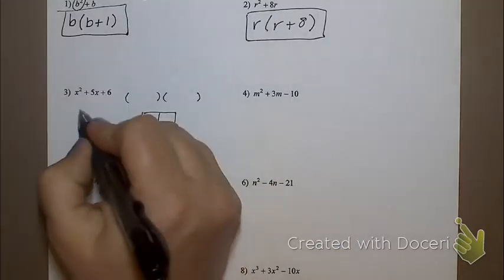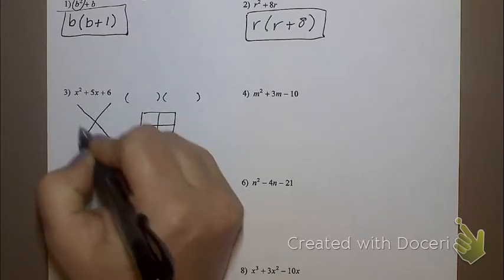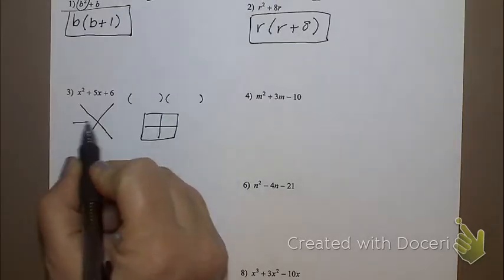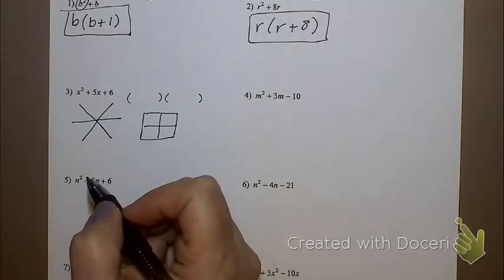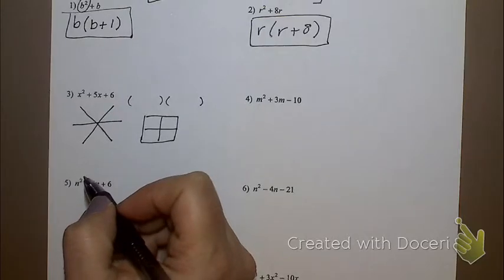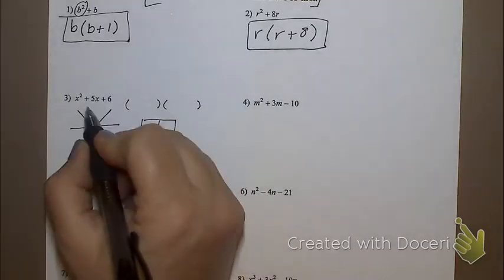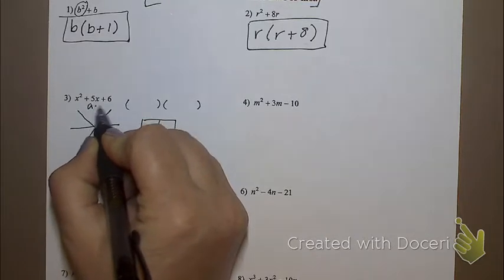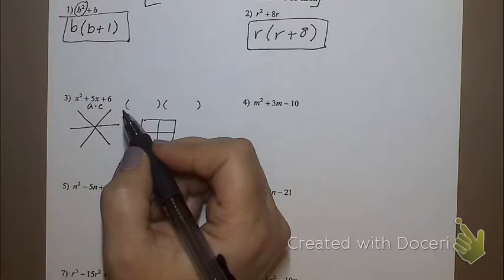I call it the snowflake. Some other teachers call it the super X, but it's basically an X with a little belt across it. And I'm going to show you how this snowflake works. You ready? Good answer. So on the top, I'm going to put A times C. What in the world do I mean by A times C?